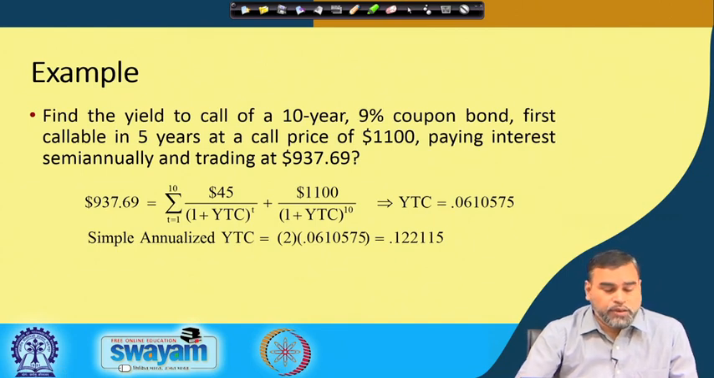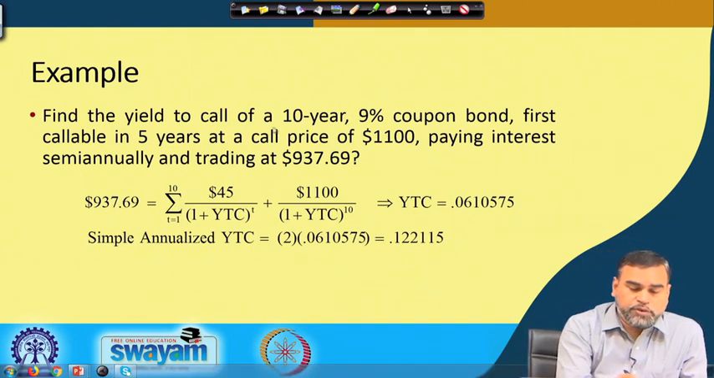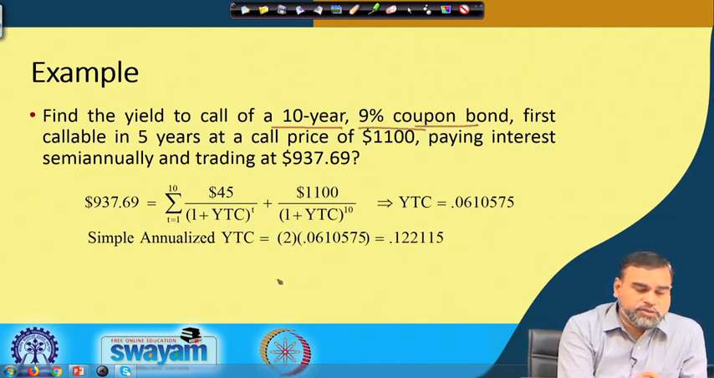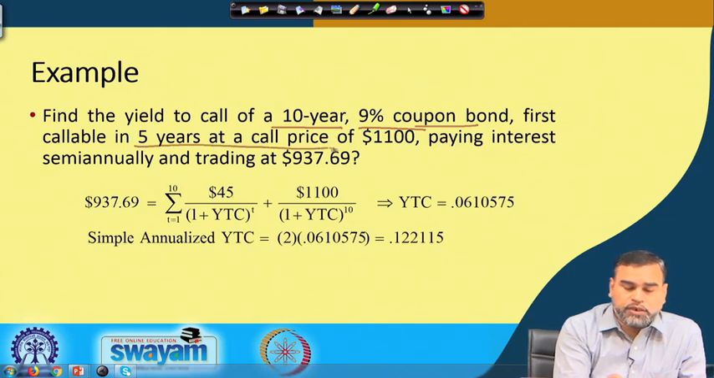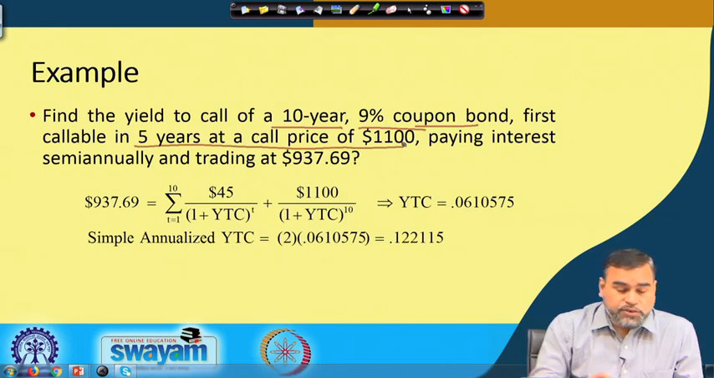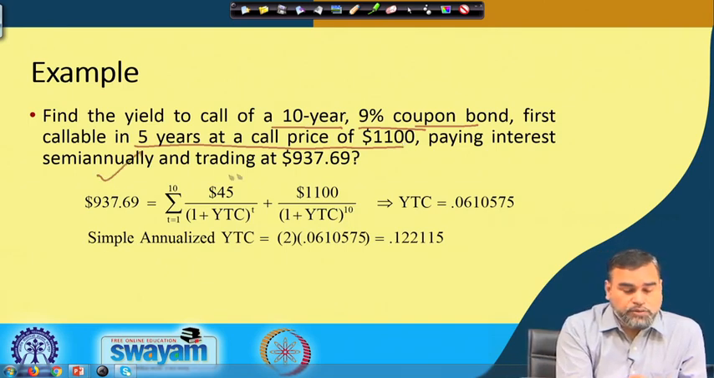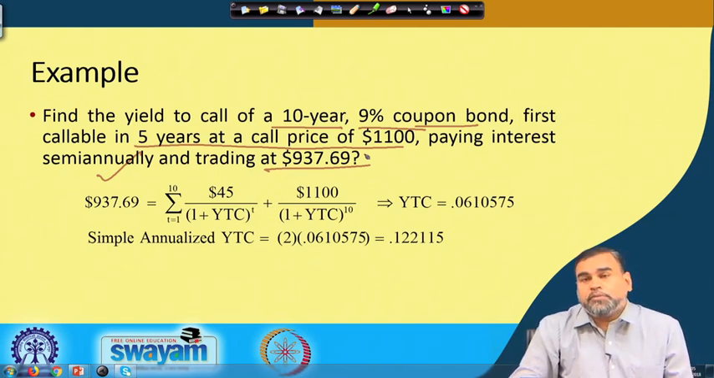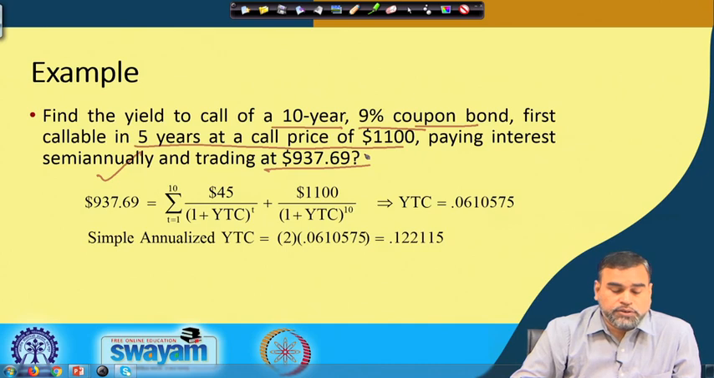For example, there is a bond whose maturity period is 10 years, coupon is 9%, and first callable in 5 years at a call price of 1100, and the interest is paid semi-annually, and now it is trading at 937.69. That means the market price of that particular bond at that point of time is 937.69. Then what we have to do?